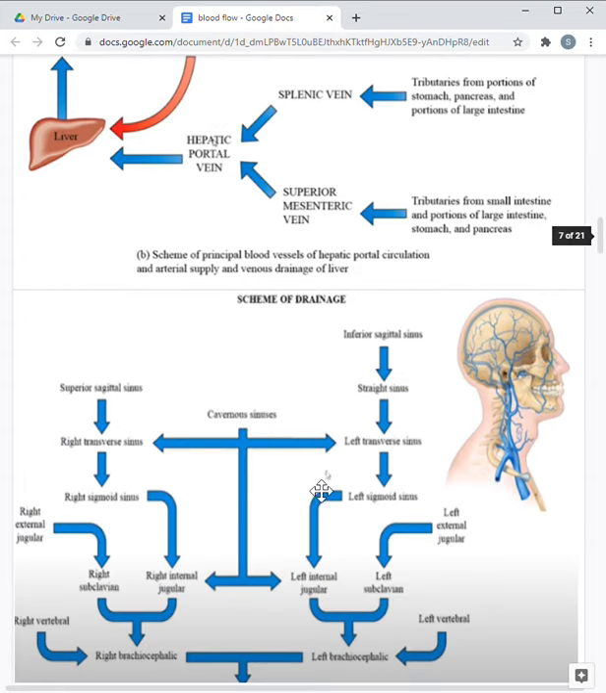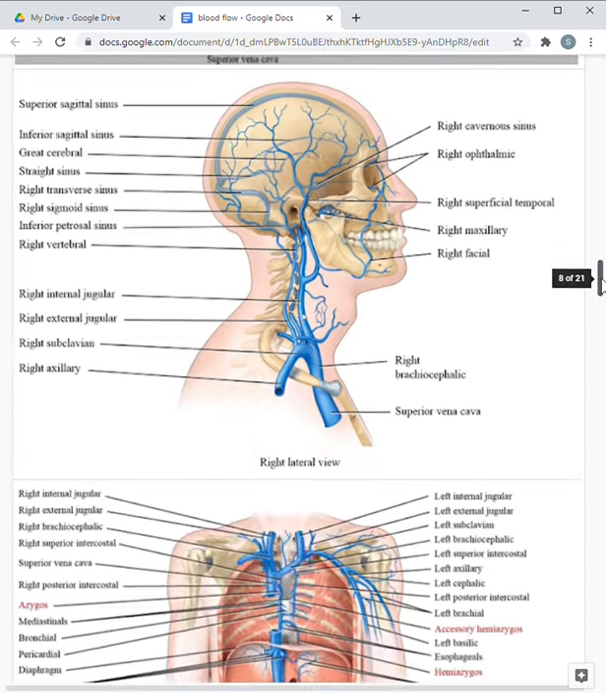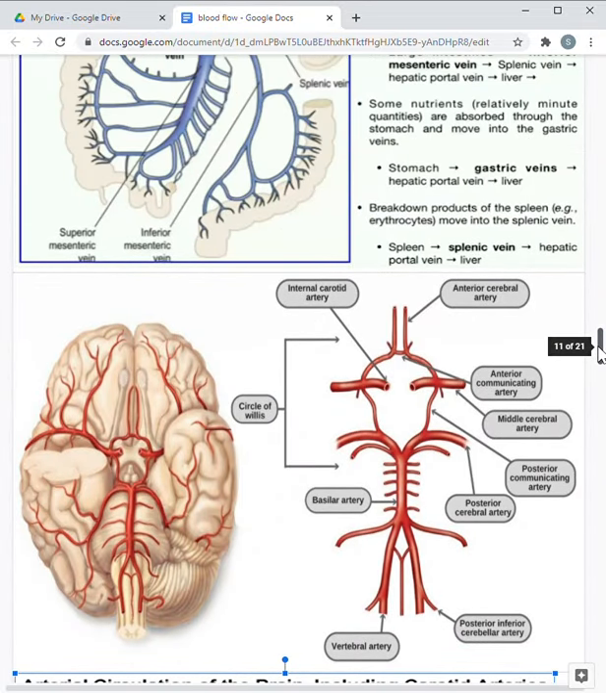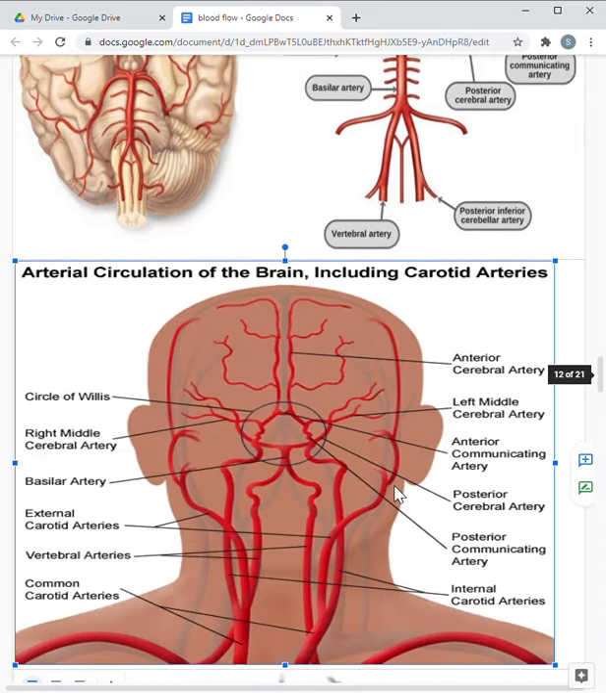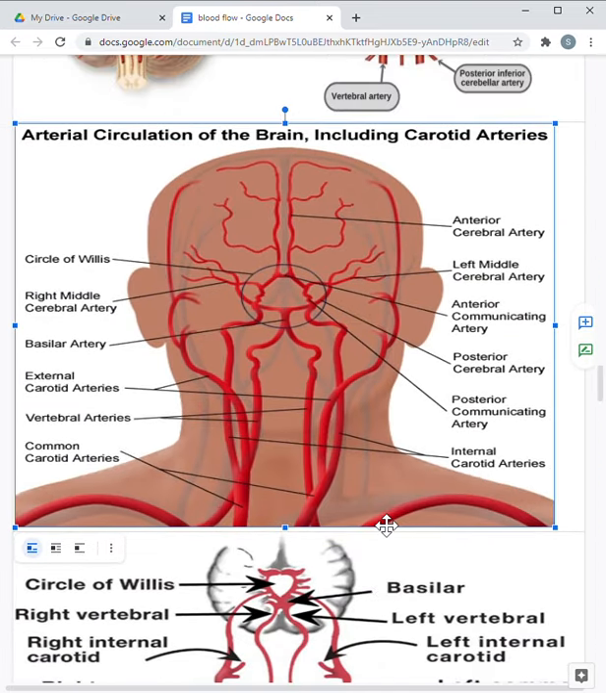Then we have a different circulation, which is the brain circulation, which involves the circle of Willis. And so here, I think this one's a better picture. You can see here how you have these arteries coming up, supplying the blood to the brain, and you can see here the common carotid arteries. That's where it's starting. Then it's coming up the neck, and then going up.